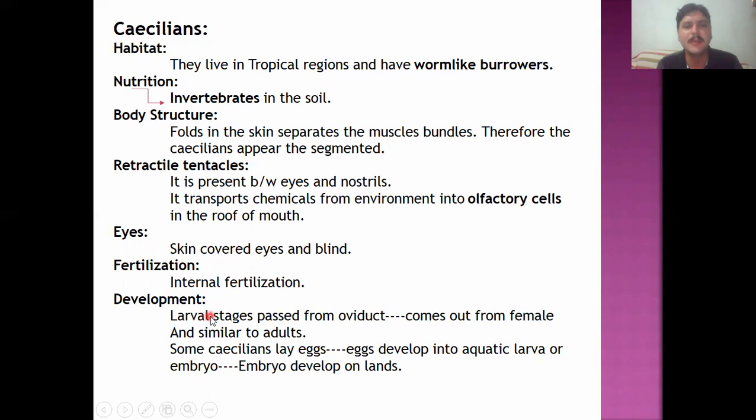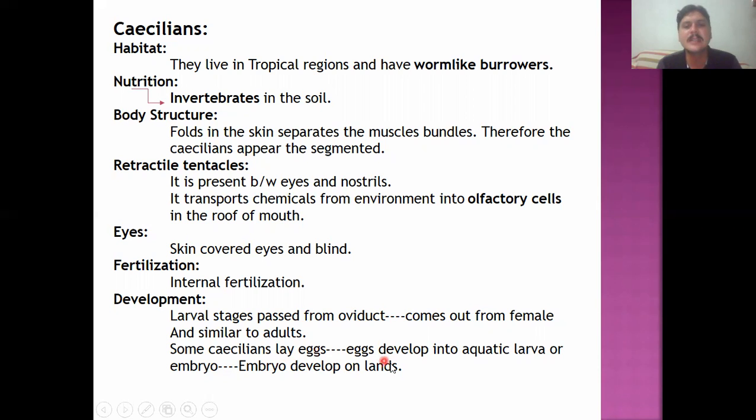Fertilization is inside the body. When the larva passes through the oviduct, fertilization takes place there, and then from the female's body it comes out just like the adult. There is not a big difference between the adults and the larvae of Caecilians.